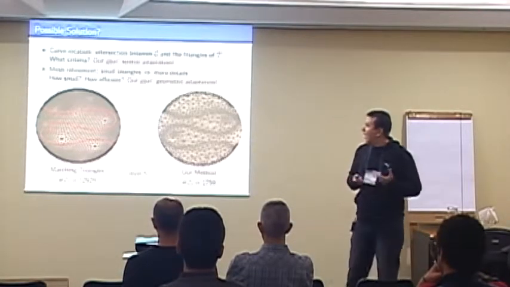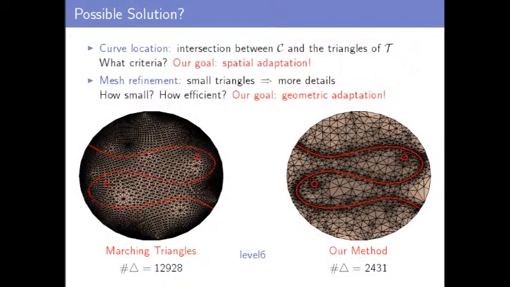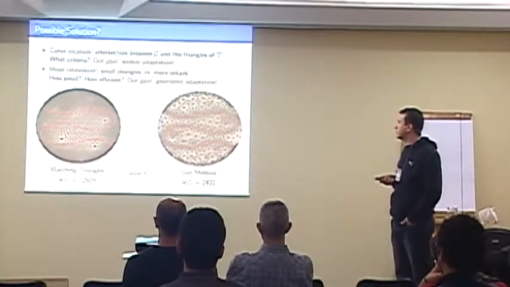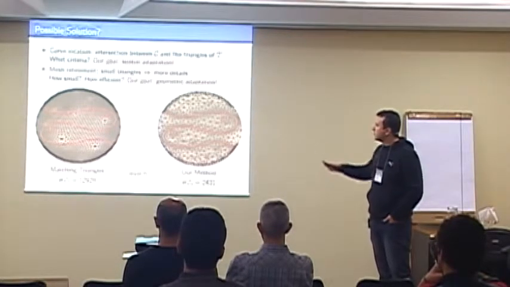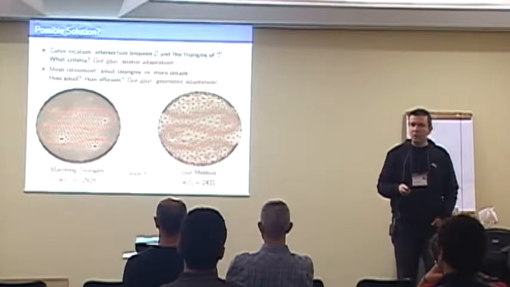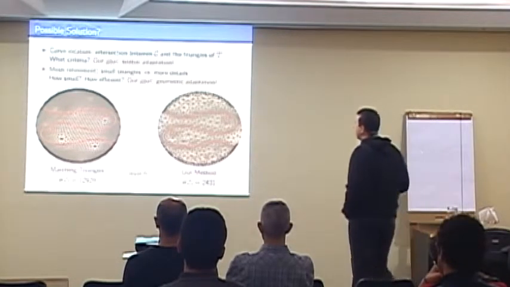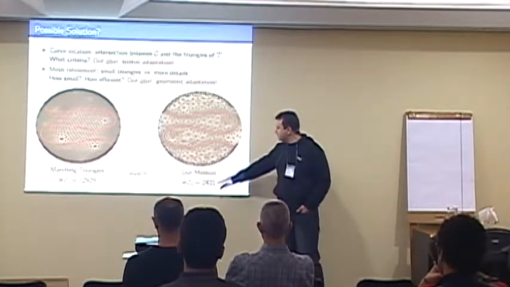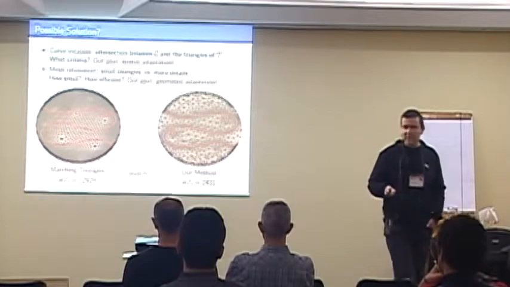So for this reason, our main goal is to provide an algorithm with spatial and geometric adaptation. And a preview of our method is shown on the right side. We can compute the implicit curve with few tests of the mesh.